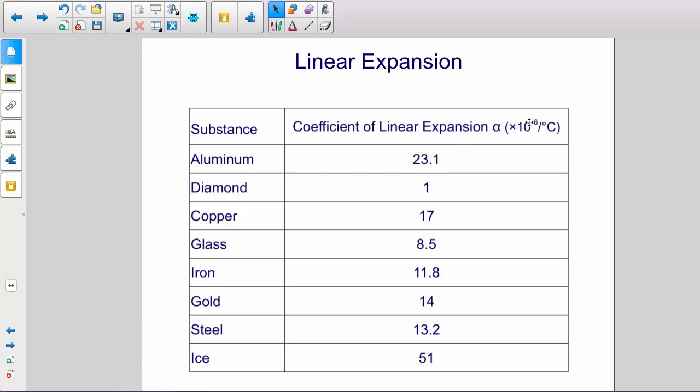What's important to note here is that these coefficients are actually quite small, 10 to the negative 6 per degree Celsius. That means that for something like aluminum, it would take nearly 500 degrees Celsius to change the length of a bar by 1%.